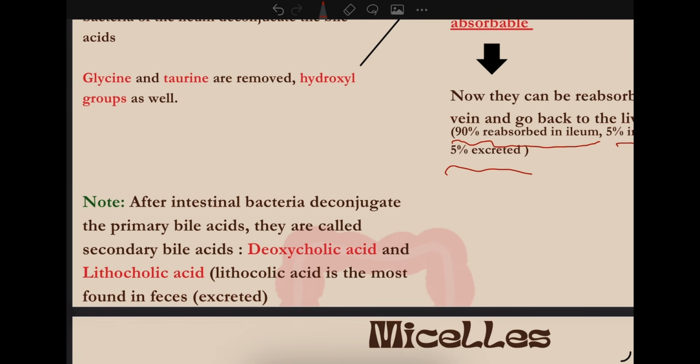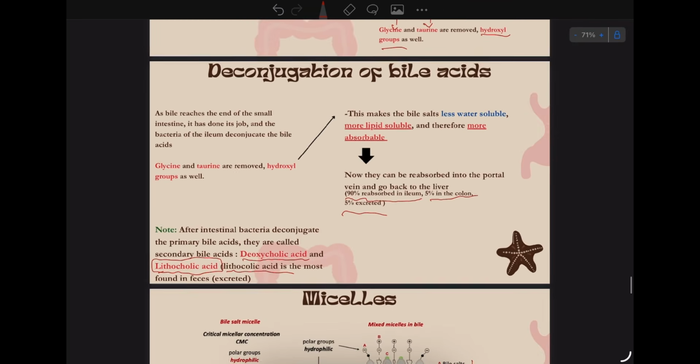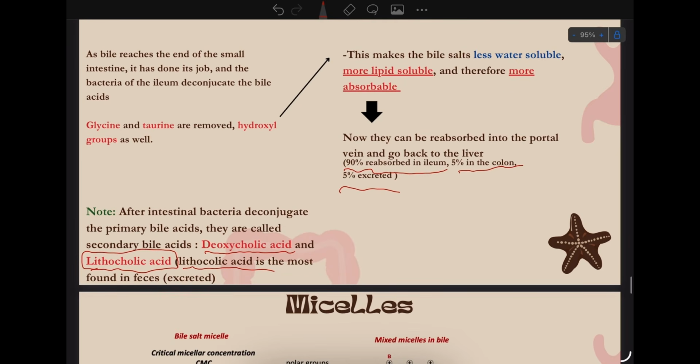The secondary bile acids that are coming after the deconjugation are two things. Please memorize the name also. Deoxycholic acid and lithocholic acid. This is the more important one. Why? Because a question came about it, and it's about this information. Lithocholic acid is the most found in feces. It's not absorbed well, okay? The absorption of lithocholic acid is very poor. So it's mostly the one being found in feces.